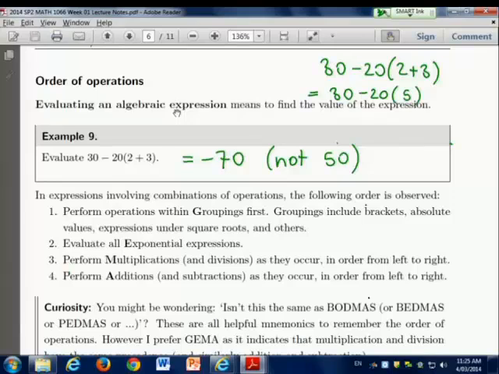Numbers outside of brackets are just being multiplied together. Evaluate any exponential expressions. There aren't any here. Perform multiplications and divisions as they occur in order from left to right. So here is a multiplication between the 20 and the 5. So the next line is 30 minus 100. And the final thing is to do additions or subtractions as they occur in order from left to right. So 30 minus 100 is minus 70. Okay, good.